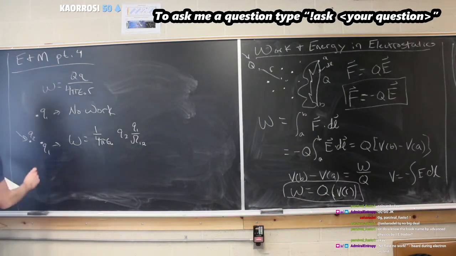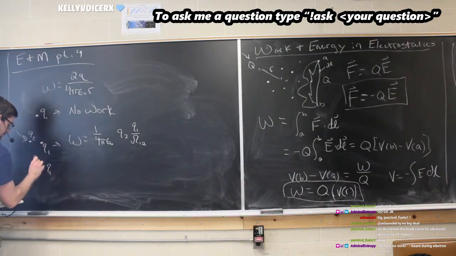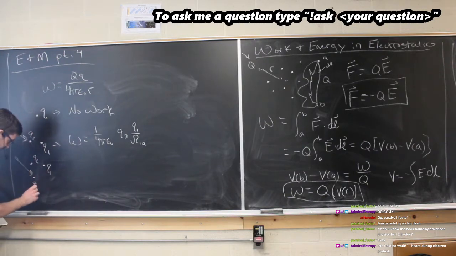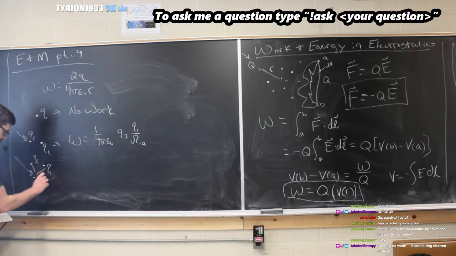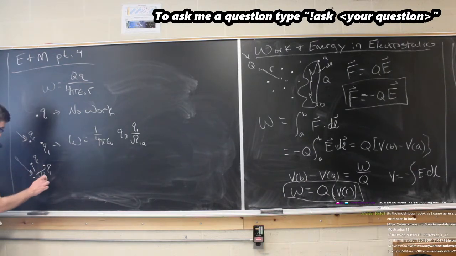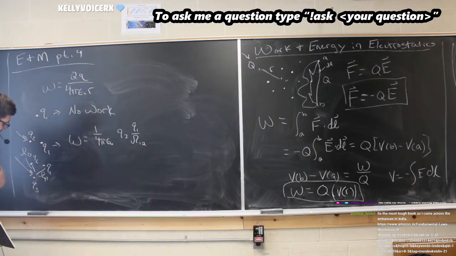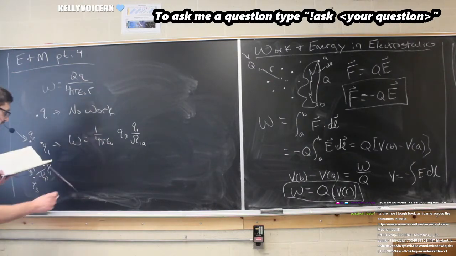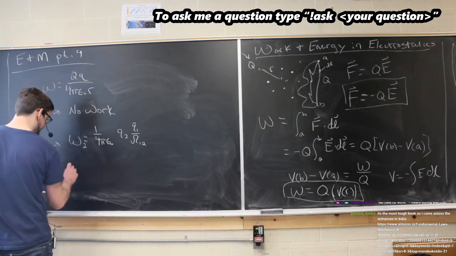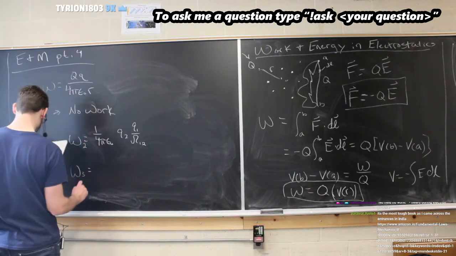Now, if you want to take Q1 and Q2 and bring in a Q3 out from infinity, you're going to have two radii. One radius here is R13, the difference between particle 1 and particle 3, and then this one's going to be R23, the difference between particle 2 and particle 3. We're going to bring in 3 out of infinity, and what are we going to get? Let's label this work 2, work 3.